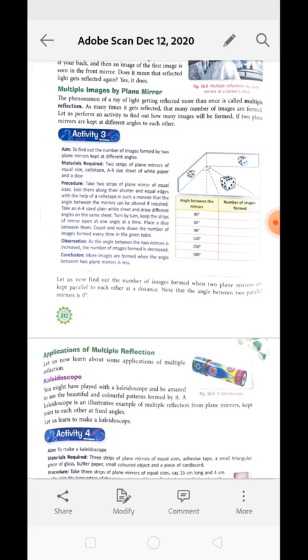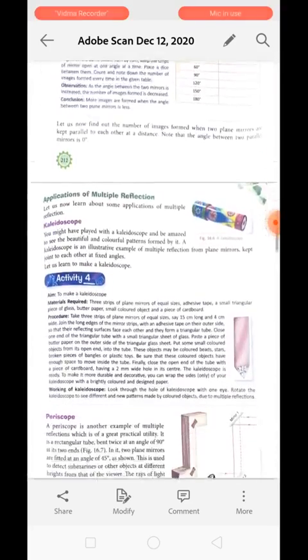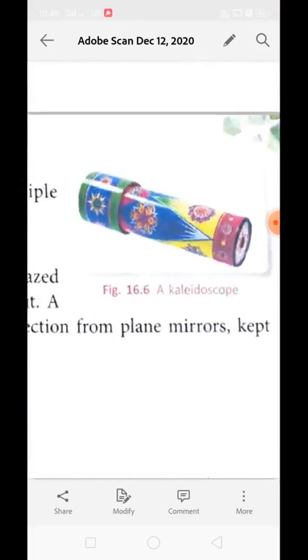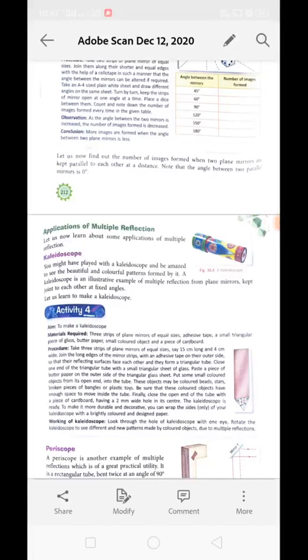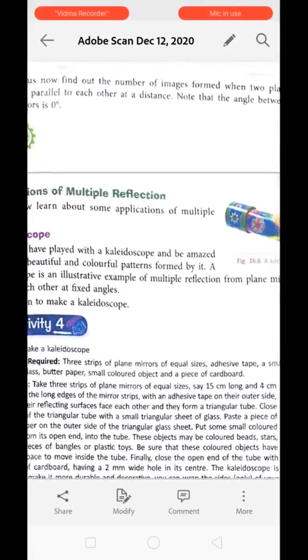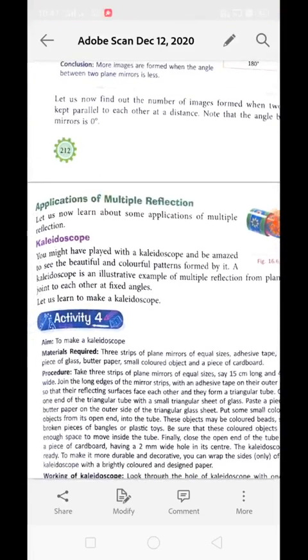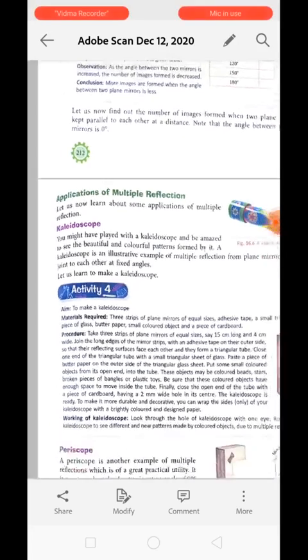Okay, understood? Now, application of multiple reflection. This is a kaleidoscope. Okay, this is a plaything for children. You might have been amazed by seeing the beautiful picture pattern which is formed with the help of this. A kaleidoscope is an illustrative example of multiple reflection from plane mirrors. Mirrors kept joined to each other at a fixed angle give you a very fine and very beautiful image of the substance that is kept in between the mirrors.